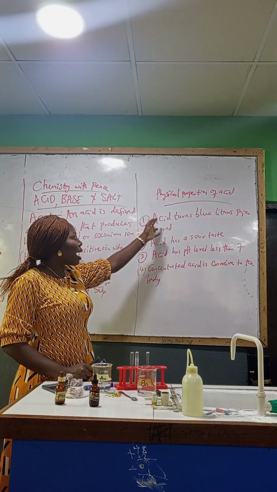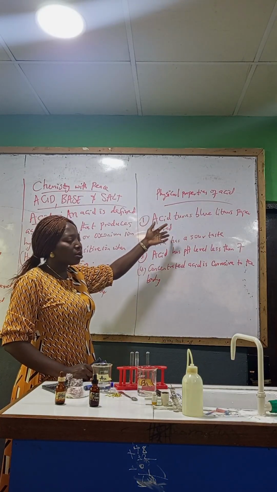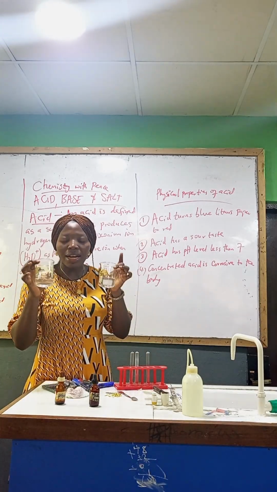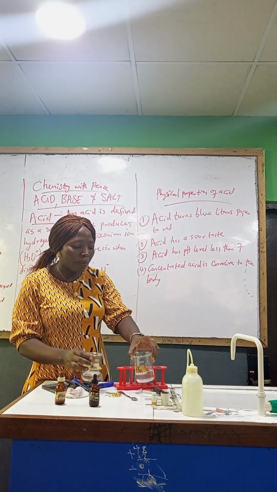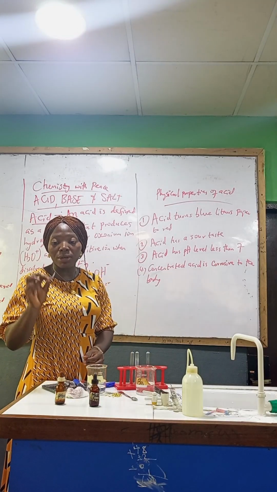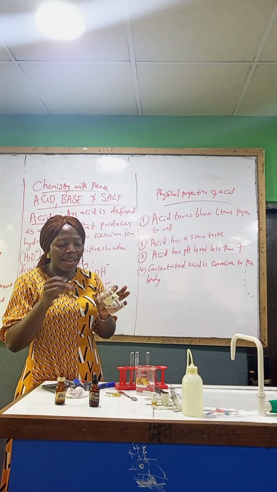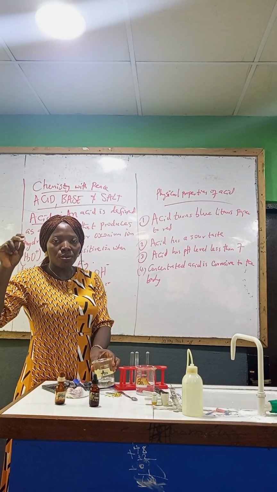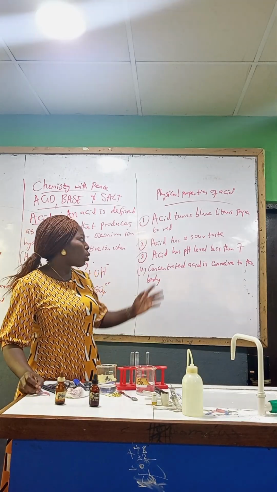Then coming to acid turns blue litmus paper to red. Let me show you an example of it. We have solution A and solution B. When you put blue litmus paper in an acid, it turns to red. This is blue litmus paper. Here is our acid. Can you see it? It turns to red immediately. That's one of the properties.